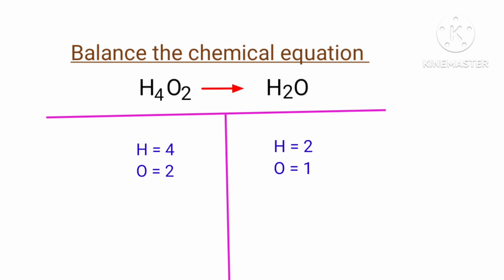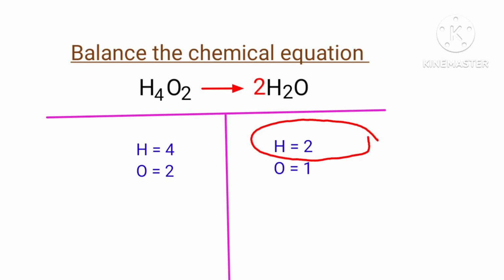To do this, we can use coefficients. If you observe this equation, the number of atoms on the left-hand side is double the number of atoms on the right-hand side. So to balance this equation, we need to put a coefficient of 2 in front of the right-side molecule.